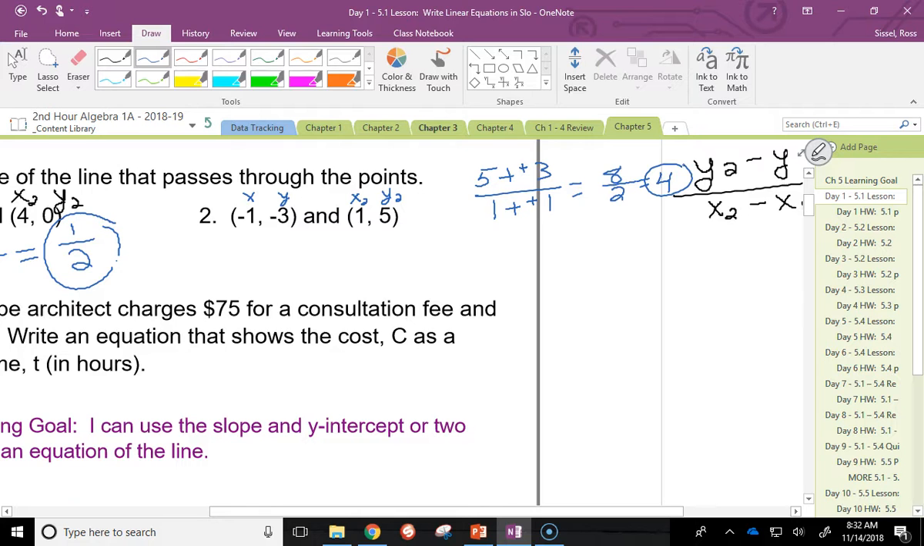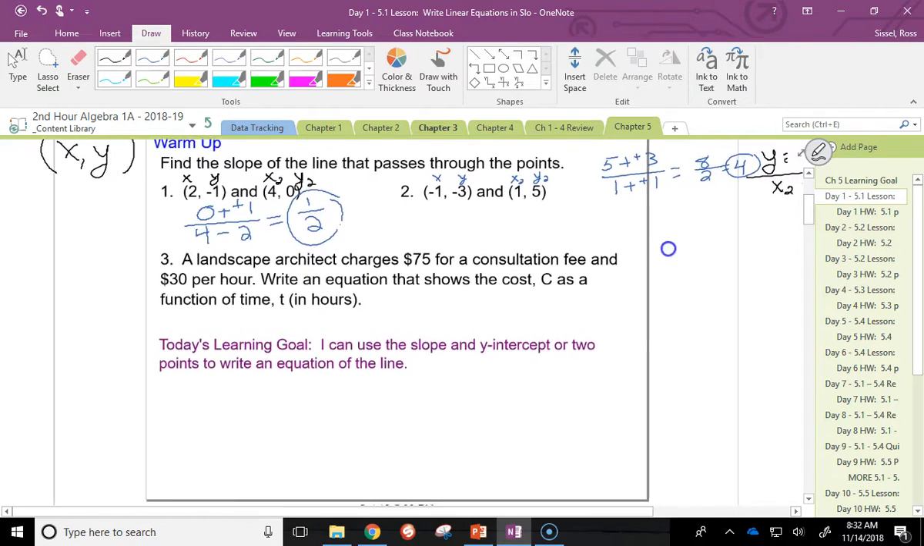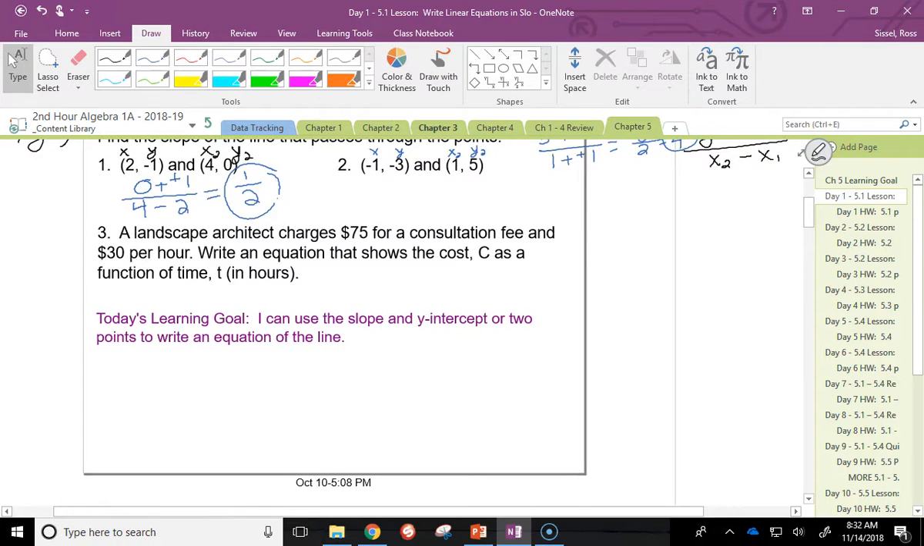Okay. On number 3, a landscape architect charges $75 for a construction fee and $30 per hour. Write an equation that shows the cost C as a function of time T in hours. Okay. So the way we're going to do this is first we have to break this up and we are going to see what happens here.